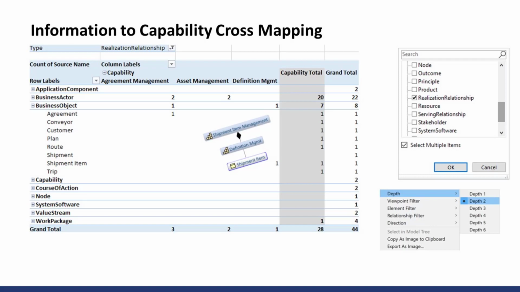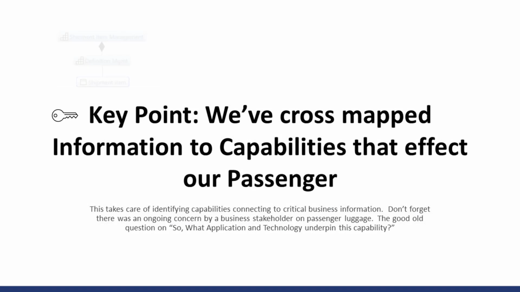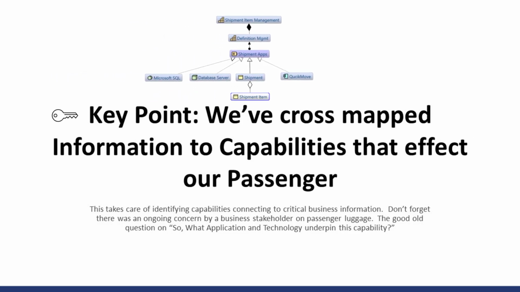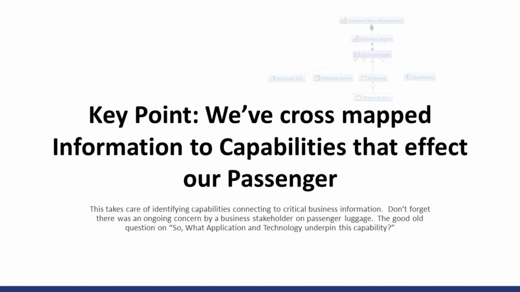Let's just review our key point for this viewpoint. Key point. We've cross-mapped information to capabilities that affect our passengers. This takes care of identifying capabilities connecting to critical business information. Don't forget there was an ongoing concern by a business stakeholder on passenger luggage. The good old question is, so what application and technology underpin this capability? So now let's move into modeling this using a new element that is part of strategy in the Archimate meta model.